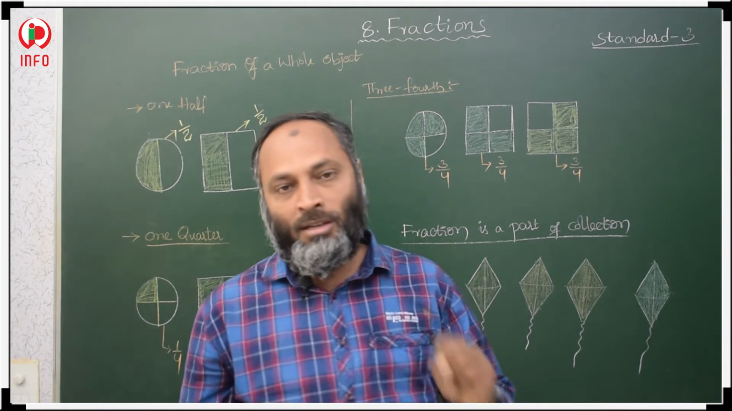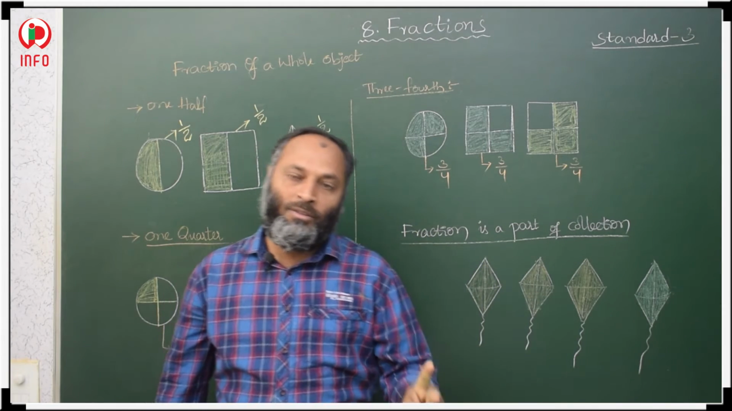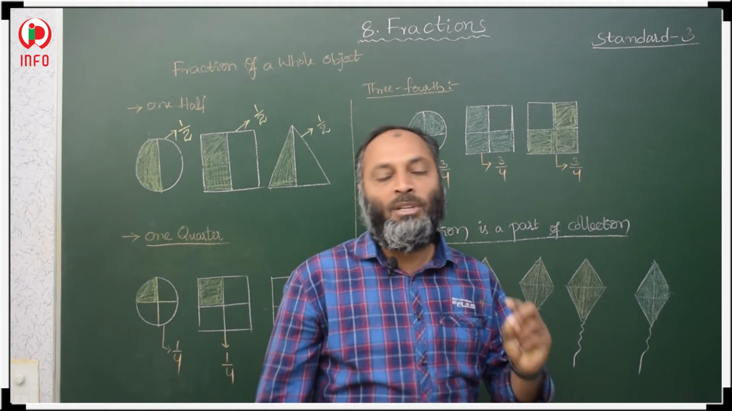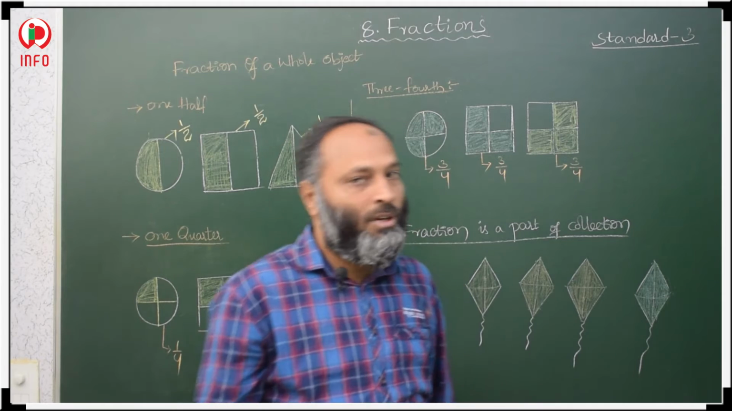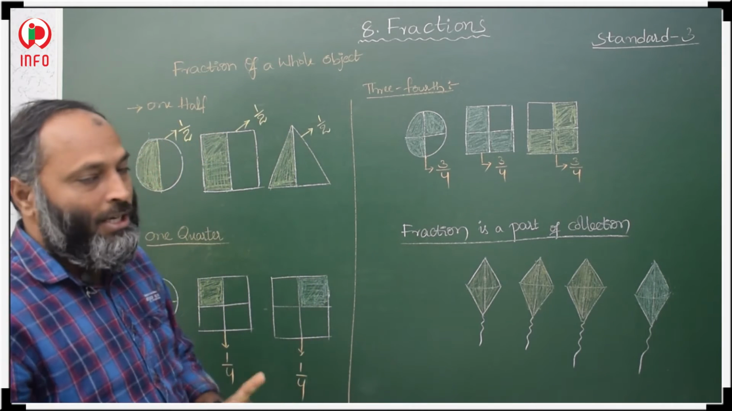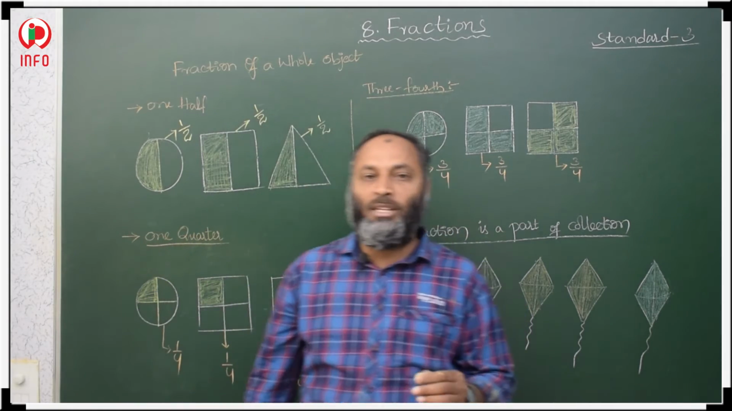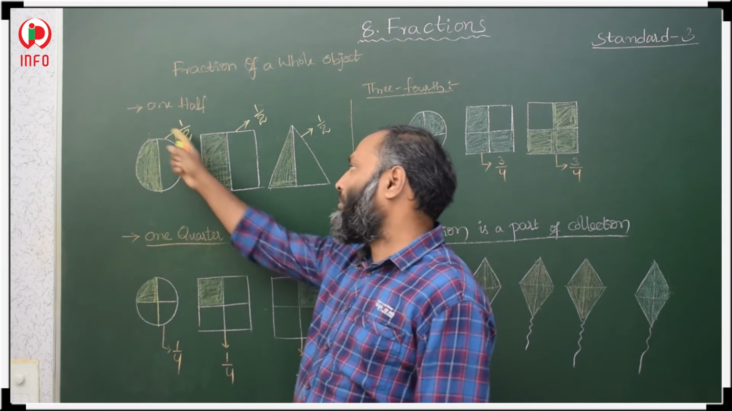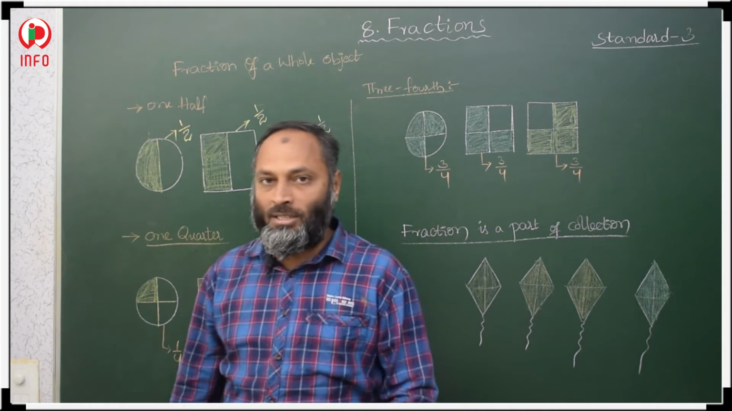So, this is about 1/2, 1/4 and 3/4. 1/2 means 1 by 2, 1/4 means 1 by 4, and 3/4 means 3 by 4. Okay. Now, a fraction is a part of a collection. Before, in previous classes, we discussed that a fraction means a part from a whole. So, in the whole, the complete circle, a small part is a fraction.